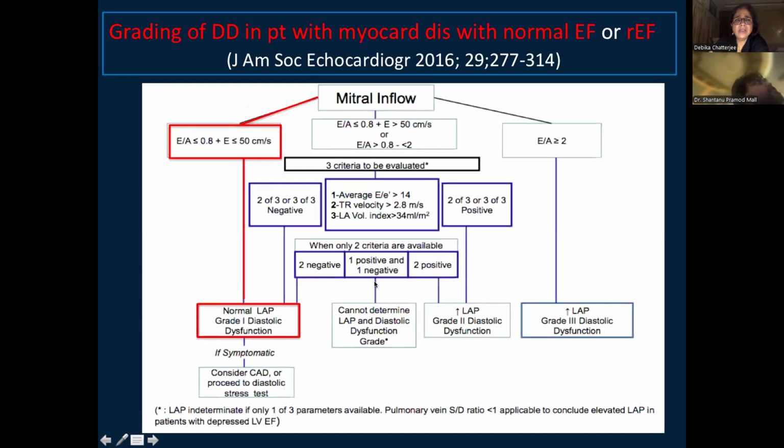Now let us see how we grade the diastolic dysfunction with the myocardial disease. In a patient with the myocardial disease, either with normal EF or with reduced.